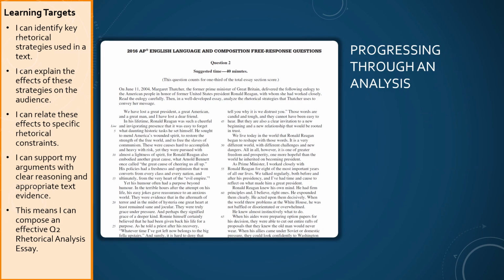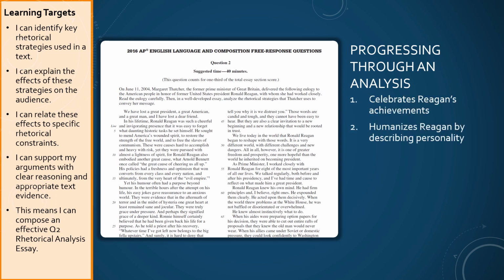Let's take a look at another example of a sample prompt, this one from 2016, the year before. This is Margaret Thatcher's eulogy of Ronald Reagan, former United States president. And here, if we read through this passage, we see some big strategies jump out at us. She begins by celebrating Reagan's many achievements. Then she moves on to humanize Reagan by describing his personality and various private moments that few people outside of his family and close friends would know. And then she goes back to celebrating more of his achievements.